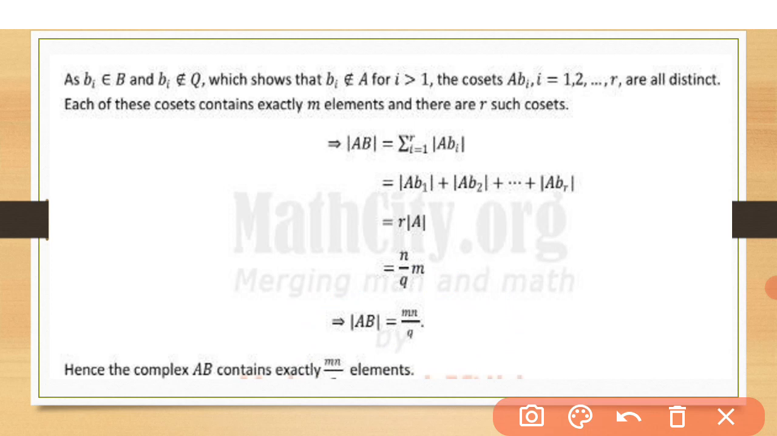Hence the complex AB contains exactly these elements. I hope you understood.